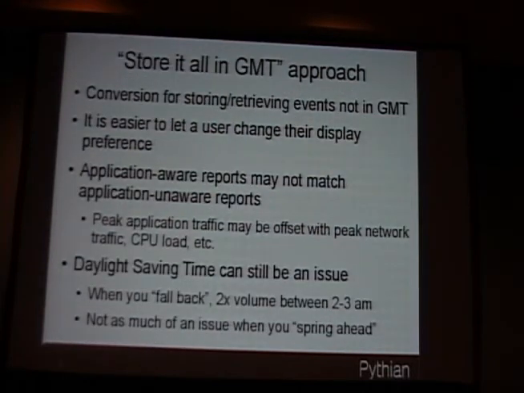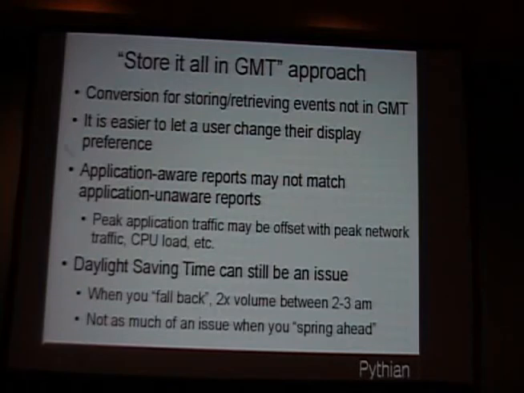So you can also have the store-it-all-in-GMT approach, which is you just convert it when you store it. It's easier to let a user change their display preference, because they could just say, well, I want to see it in this, and just change the offset. The problem is that application-aware reports may not match application-unaware reports. For example, your monitoring graphs loaded on the server, that's application-unaware. But your monitoring graphs for, hey, what time is it where they are? Did they make a sale in the evening? That's an application-aware report, so it may not match.